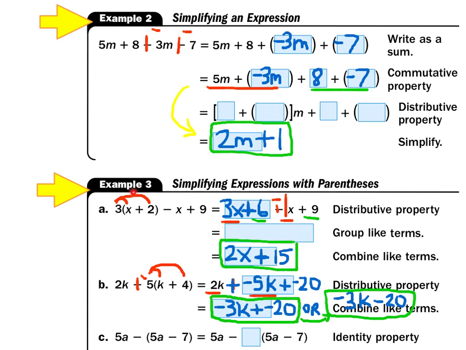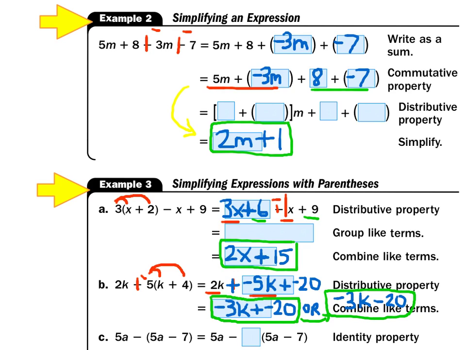Okay, take a look at example 3. Now we're going to simplify expressions with parentheses, which means you're going to see the distributive property. Notice that there's a 3 on the outside, and then in parentheses, x plus 2. So circle your 3 and draw the rainbow to the x and the rainbow to the 2. So the first thing I did, follow the rainbow. 3 times x gave me 3x, and then I copied the plus sign, and then follow the rainbow. 3 times 2 gave me 6.